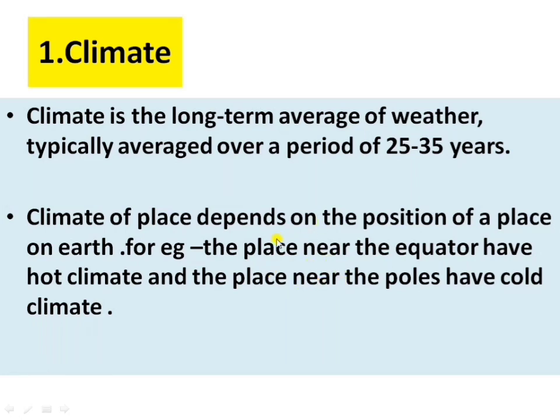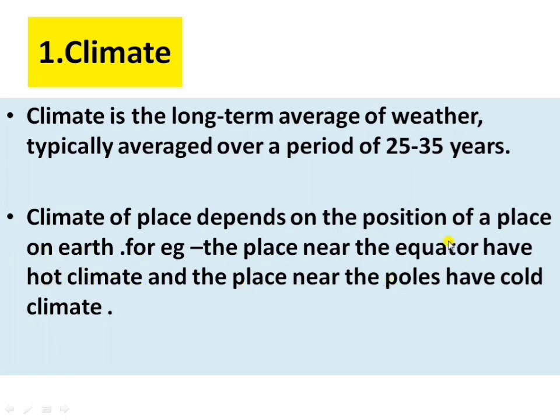That's why the places near the equator have a hot climate and the places near the poles have a cold climate. The areas present at the equator are Brazil, Democratic Republic of Congo, Uganda, Kenya and Indonesia. These are the countries which are close to the equator. So in these areas the climate is always hot.